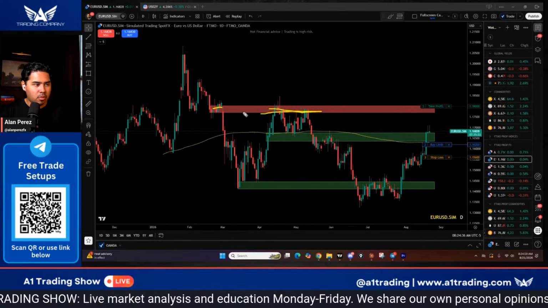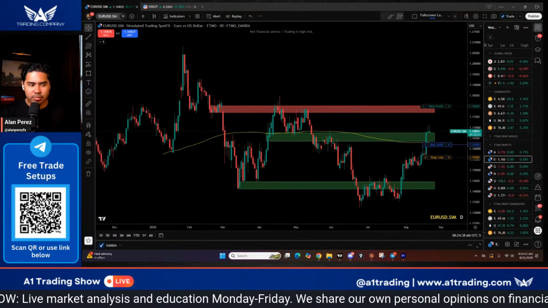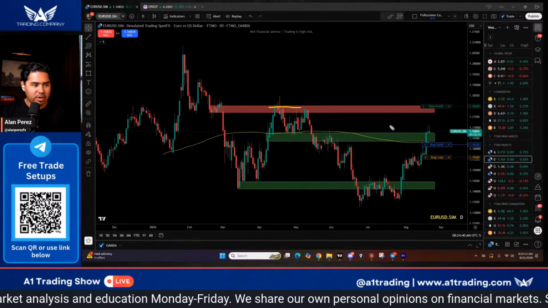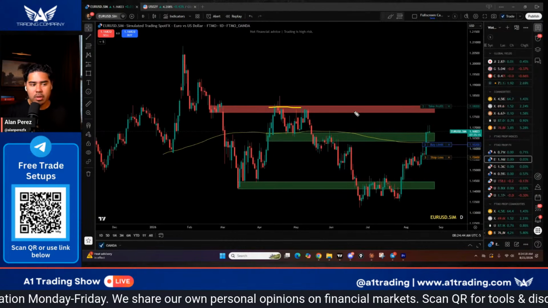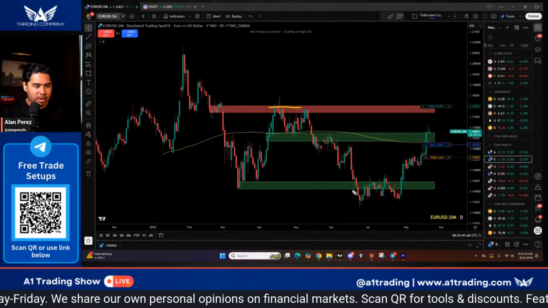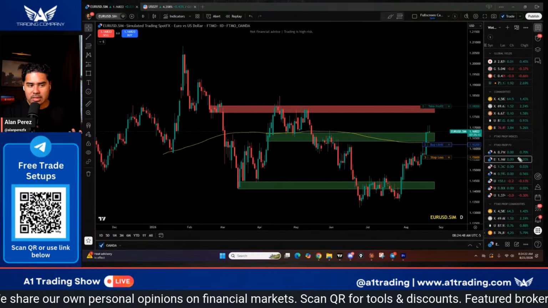This to me is a horizontal level where price has reacted previously. That's resistance, right? If the level was above price, it's resistance. If it's below price, it's support, right? So super simple, right here too. That's kind of what I do, man.